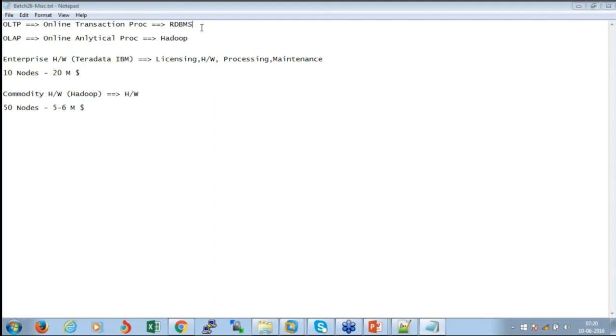RDBMS would have already been there with many organizations. They have their data. So what do they do with the historical data? Because you're talking about only 3 months of data when I'm talking about 1 decade of data. So I keep on dumping that historical data to Hadoop. It may not be only RDBMS.